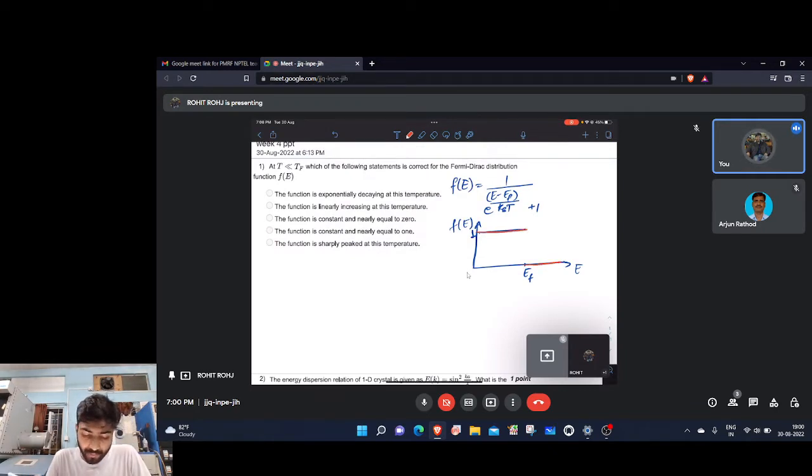Now this is true for temperature equal to 0 K, and for temperatures very small compared to the Fermi temperature, we can say that temperatures are close to 0 Kelvin. In this temperature range, the Fermi function is constant, nearly equal to 1, and then it becomes 0. So option number 4 is correct in this sense.